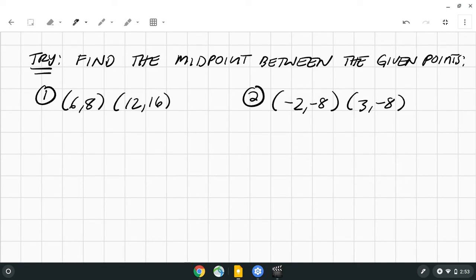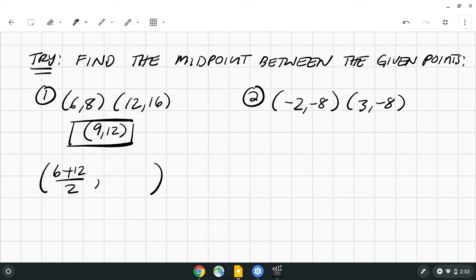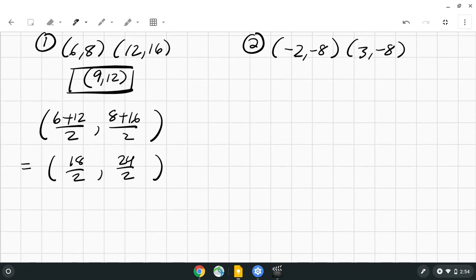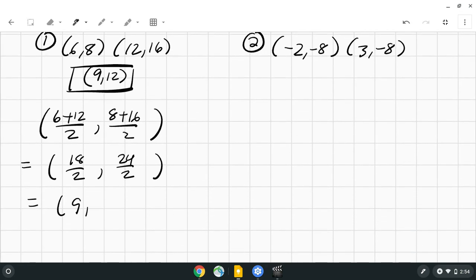Okay, so for number 1, if you got 9, 12 for your answer, that is correct. Okay, so let's go ahead and see how we got that answer. So you add the x's, 6 plus 12, divide by 2, and then you add the y's and divide by 2. Okay, and when you do that, you get 18 divided by 2, and here you get 24 divided by 2. And that's how you get 9 and 12.